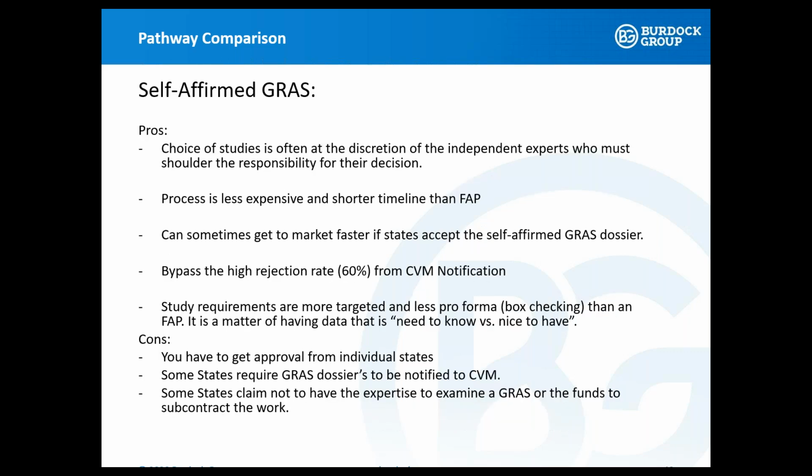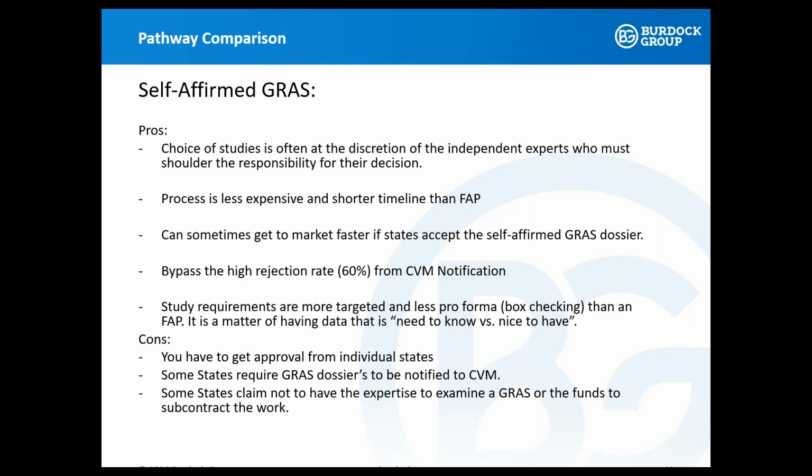So pros and cons. Once again, choice of studies is often at the discretion of independent experts who must shoulder the responsibility for the decision. The process is less expensive, with a shorter timeline than FAP. You can sometimes get to market faster if states accept the self-affirmed GRAS dossier, and that's if they accept the self-affirmed GRAS dossier. And because you're not notifying CVM, you are bypassing the high rejection rate from CVM, which is around 60%.